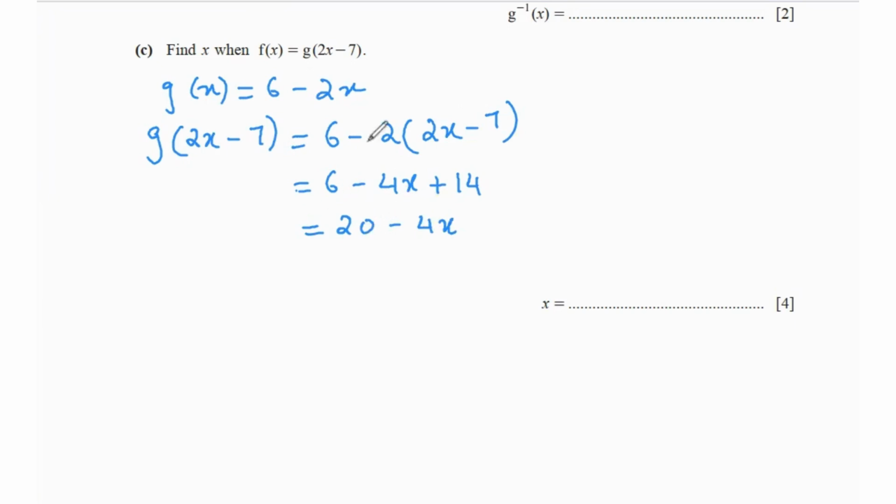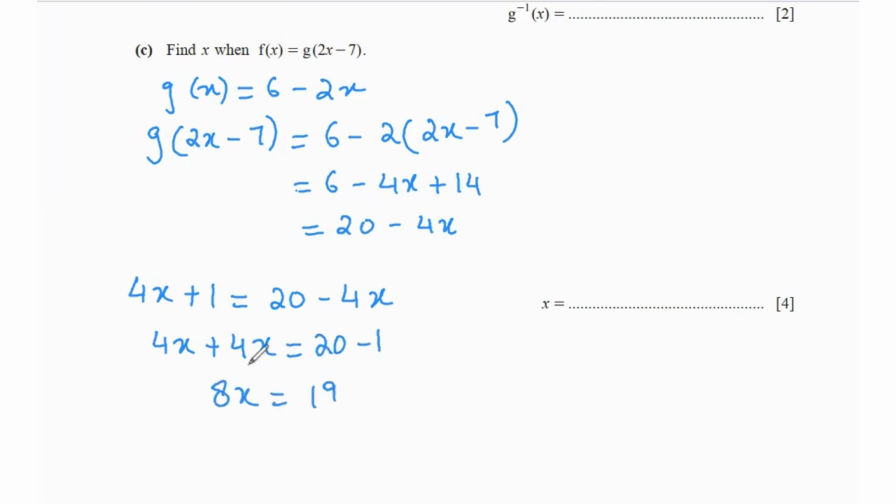So this, they're saying, is equal to f of x. f of x was 4x plus 1. So 4x plus 1 equals 20 minus 4x. 4x plus 4x equals 20 minus 1. 8x equals 19. x equals 19 over 8. That's your answer.